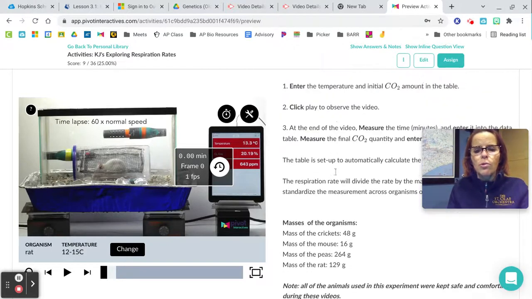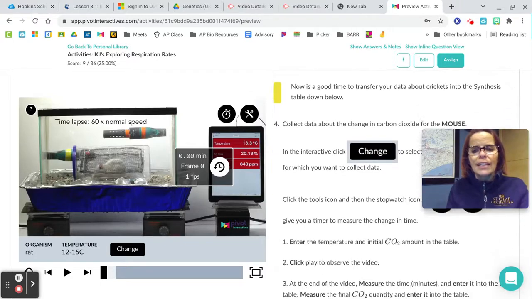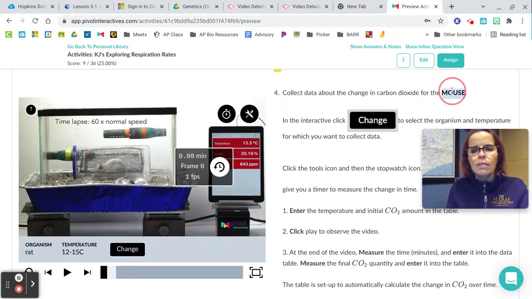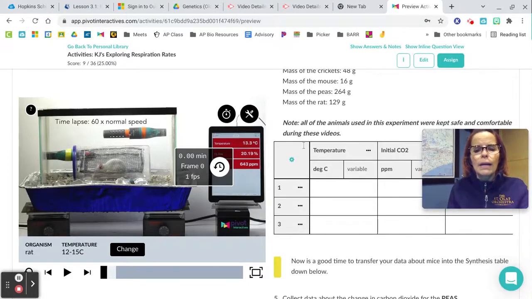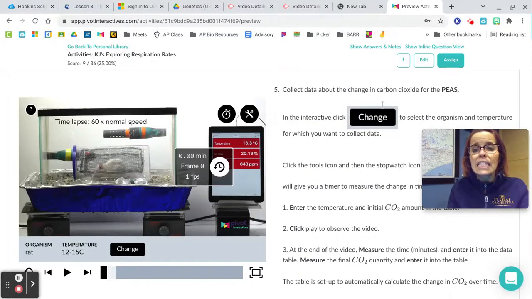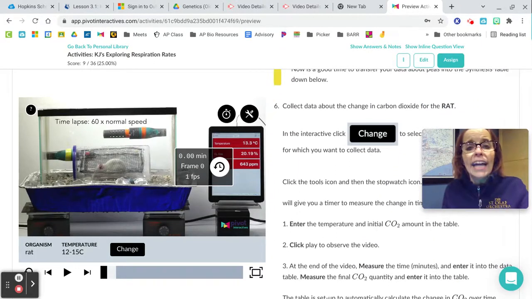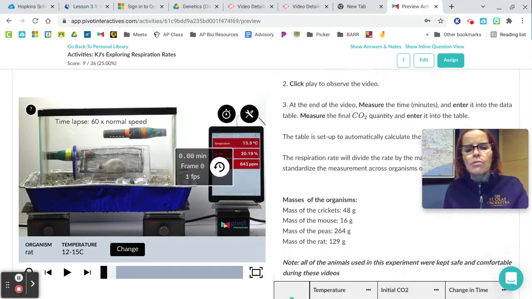So I'm going to scroll past. This is the data table for the crickets. I'm scrolling past it. The next one is for the mouse. You see it right there? So I'm going to scroll past the mouse one. The next one is for, did it say peas yet? Peas. There's the peas one. I'm going to scroll past it, and I'm going to go finally to the rat data table. I'm going to scroll down just a little bit.